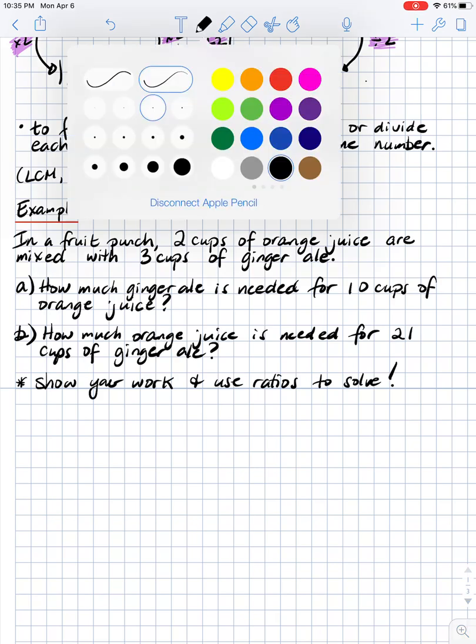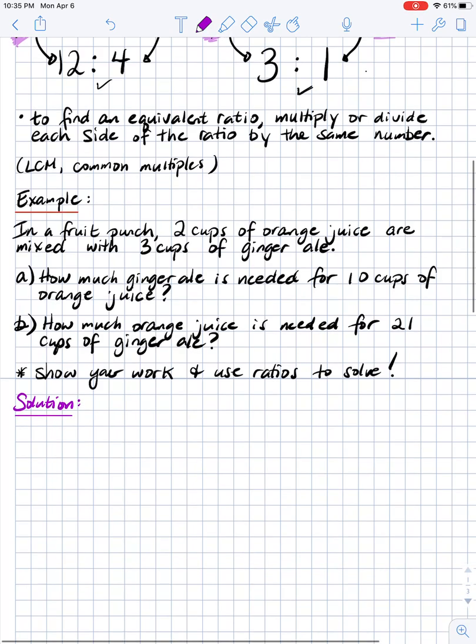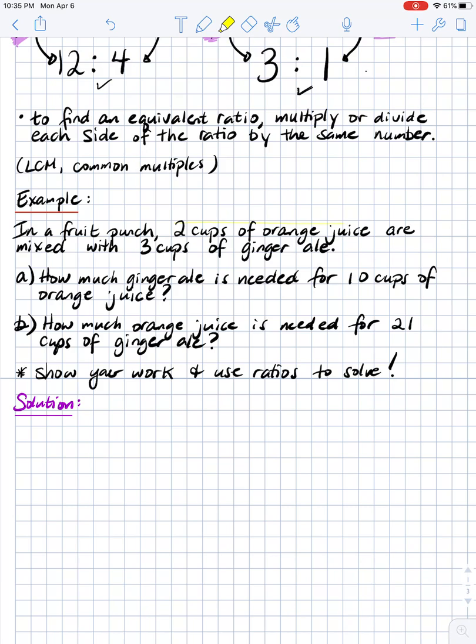So here's my solution. I'll just do it in a different color here. Let's go with purple. Okay, solution. Now, I would suggest that you set up the original ratio. The original ratio, if you look at the problem, in the fruit punch, I'll just highlight it. You've got 2 cups of orange juice, and you've got 3 cups of ginger ale.